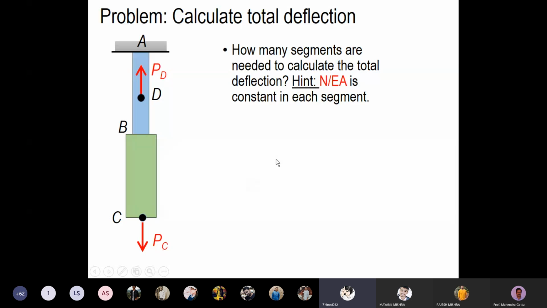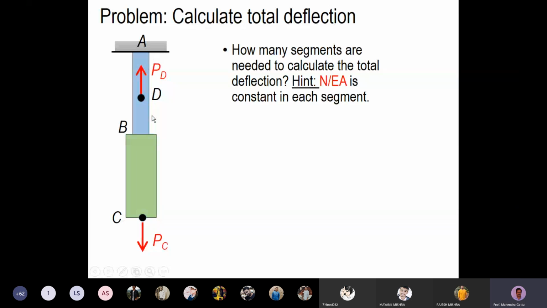Three, sir. Why do you need to divide into 3? Okay, I have given 2 different materials. Yeah, why we need to divide into 3 is because we need N by EA to be constant. First, we need to divide into 2 elements. The minimum segments required is 2, AB and BC.